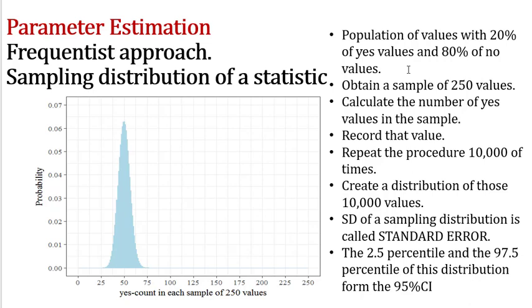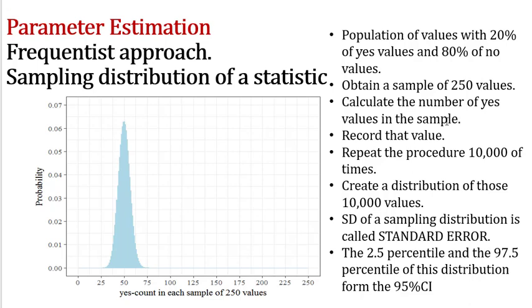Let's say we generate in a computer 1 million values, and 20% are yes and 80% are no. So from that population of values, we obtain a sample of 250 values. So basically we are simulating what we actually did in our study. Now, in that sample of 250 values, we calculate the number of yes values in that sample.